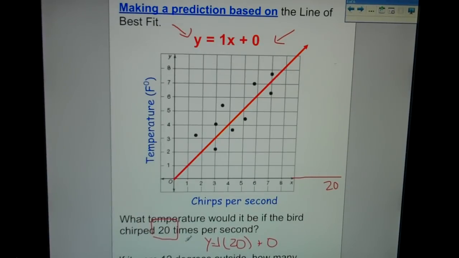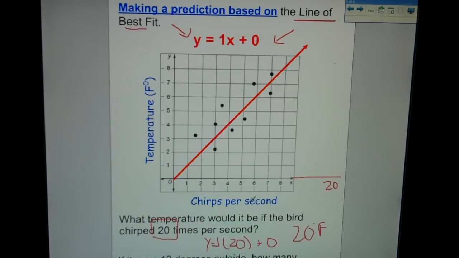So if I wanted the bird to chirp 20 times per second, how many degrees would it have to be outside in Fahrenheit? It would have to be 20 degrees Fahrenheit. Okay? We're making a prediction. Our line doesn't go that far, but we're going to use our line of best fit to predict. Now, it's a line of best fit. Is it going to lie right on 20 degrees Fahrenheit? It might not. It might be a little bit above. It might be a little bit below. But that's why it's called a line of best fit.